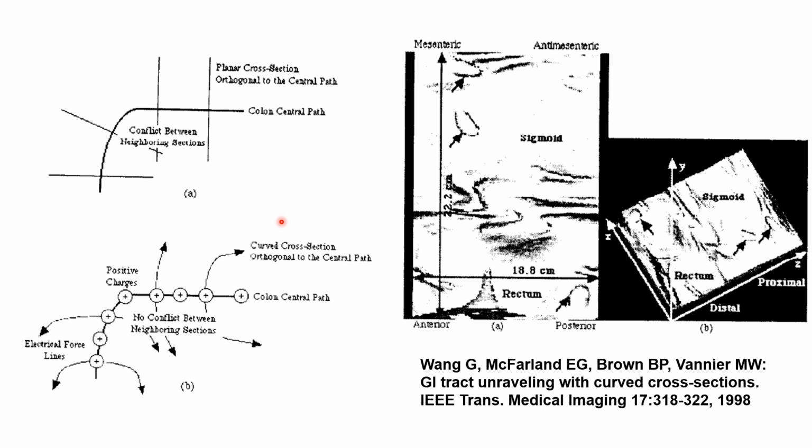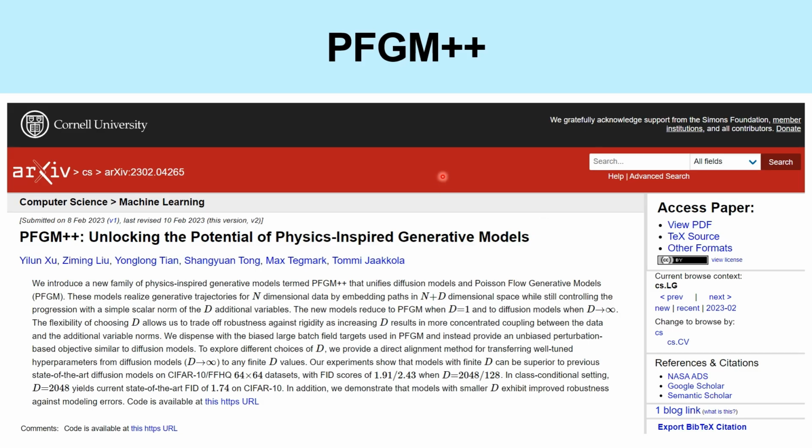The AI field is highly competitive, evolving rapidly. And very quickly, the Poisson flow generative model was extended again by the same group. They call it Poisson flow generative model plus plus.